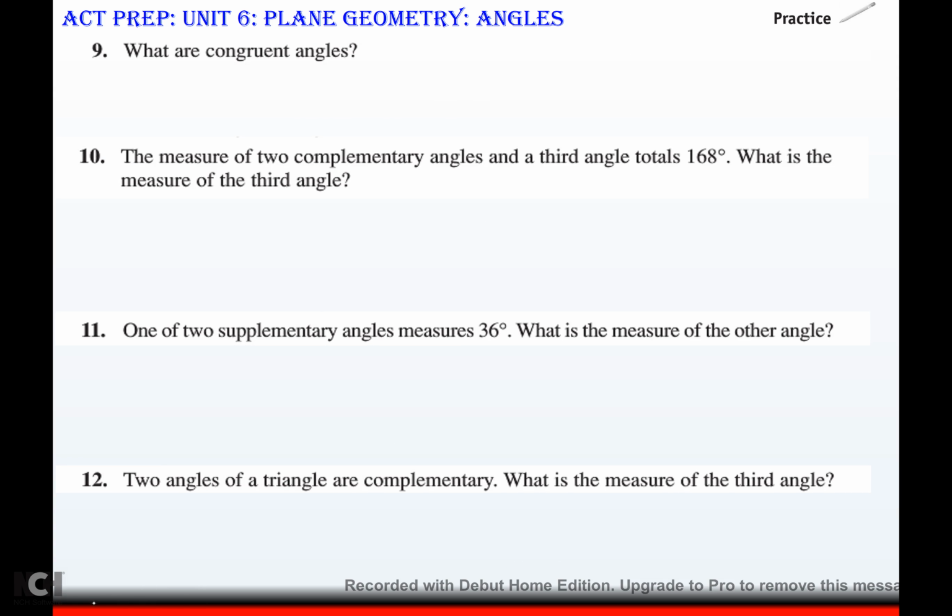Number 9, what are congruent angles? Those are equal angles. In other words, their angles have the same measure.